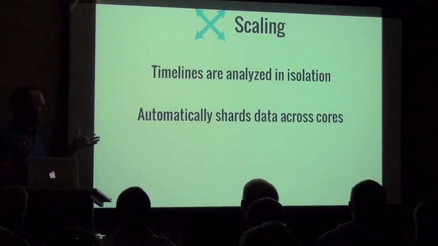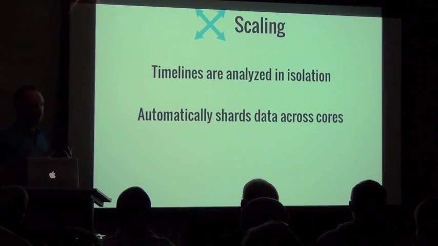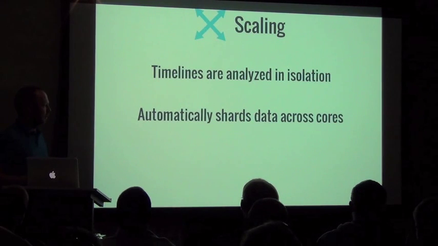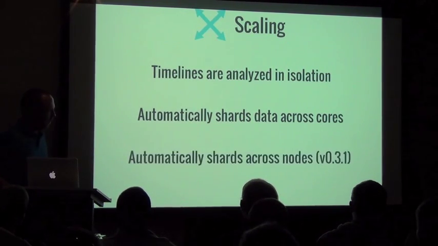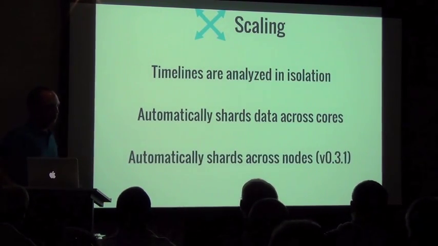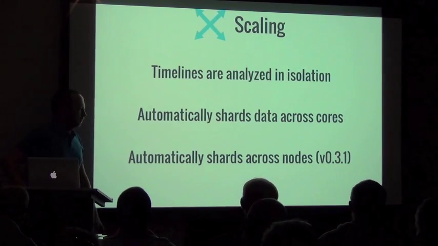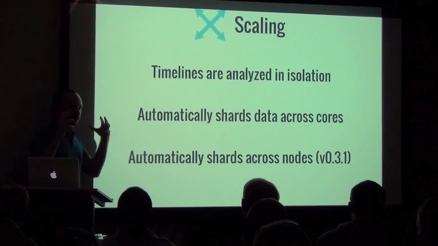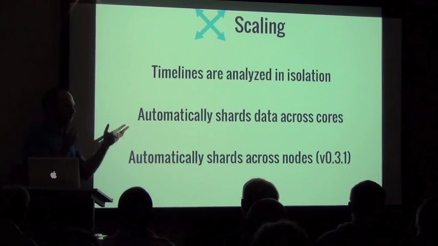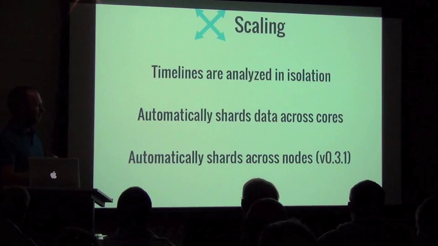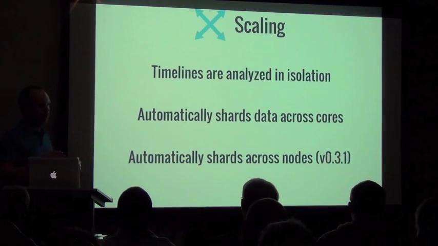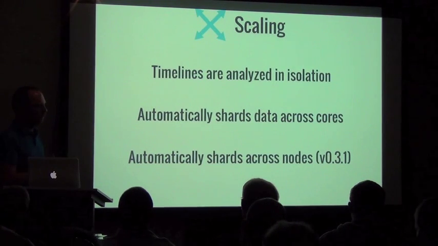Sky also automatically creates a shard for every logical CPU you have, so it'll split your data up automatically. And in the next upcoming version, we'll do distribution across nodes. With analytic data, typically we crunch a whole bunch of data, and it rolls up into a fairly small amount of information. So if you're spreading this across nodes, you should scale pretty well.